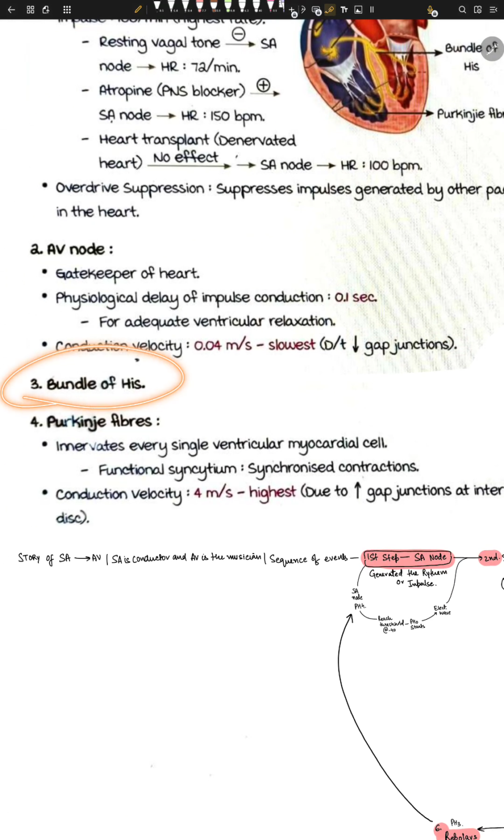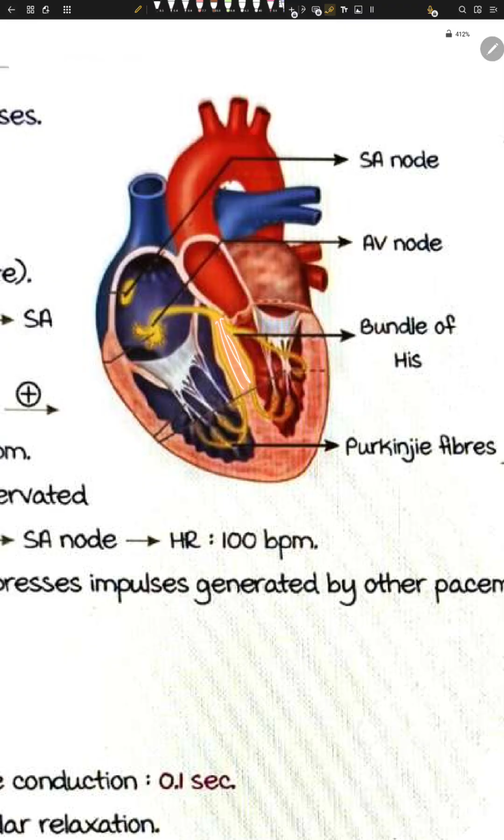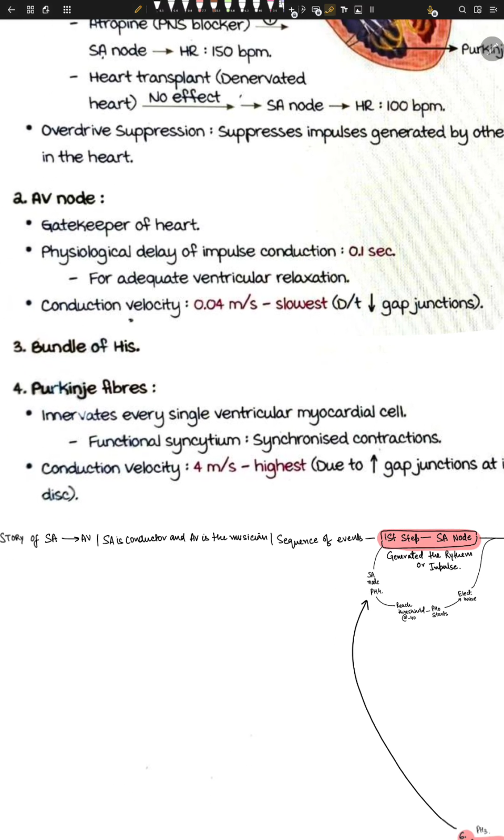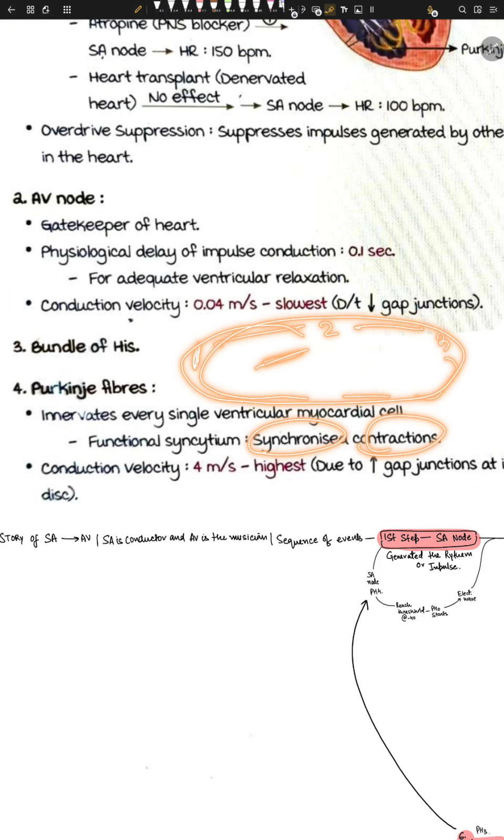Let's talk about the bundle of His. This is the bundle of His, and then when it spreads, we call it Purkinje fibers. Purkinje fibers innervate every single ventricular myocardial cell. The functional syncytium. Okay, what does it mean? Let me read first. Functional syncytium, synchronized contraction, right? It just means that the contraction is synchronized. If one thing is happening, the other will happen, and the other one will happen, so a synchronized pattern is happening.